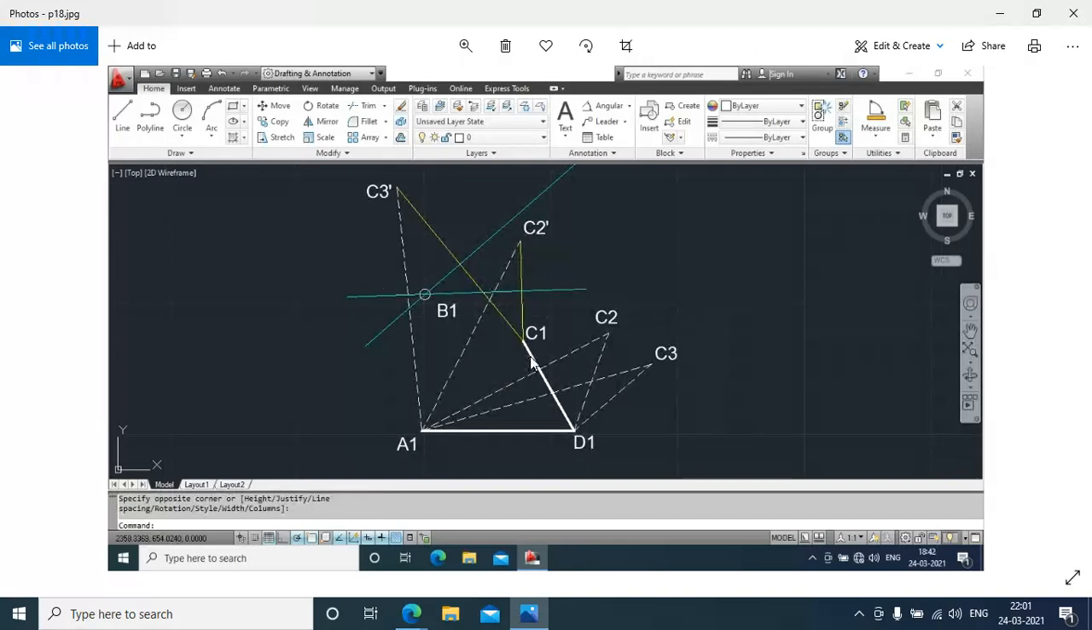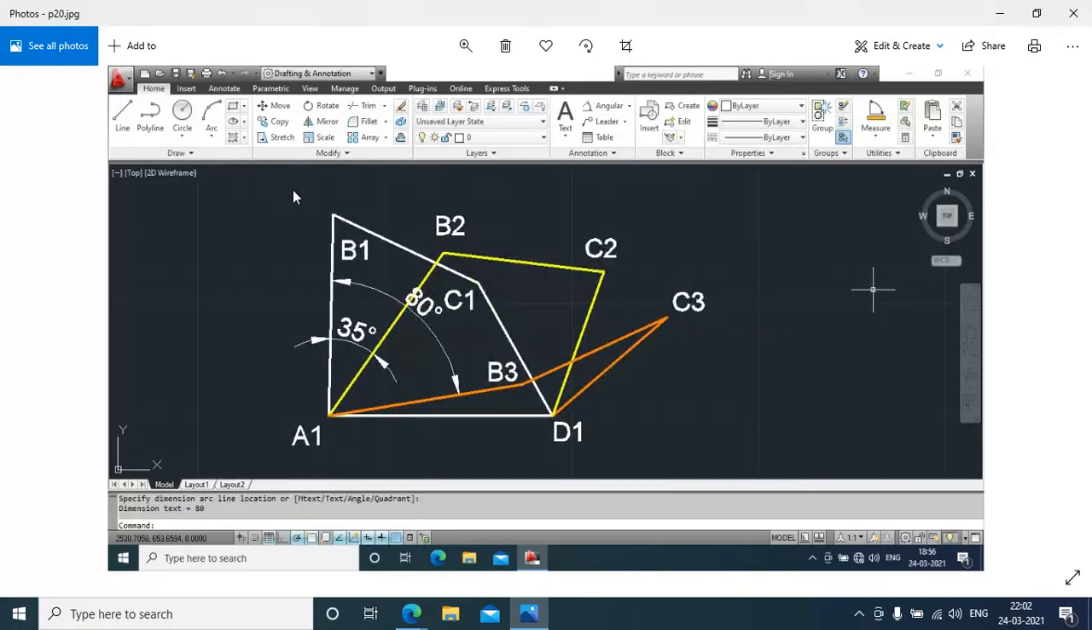Now joining the points C1 C2 dash and C1 C3 dash gives us two line segments. Now taking the perpendicular bisector of both line segments gives us the point B1. Now joining the points A1, B1, C1, D1 gives us the required four-link mechanism.